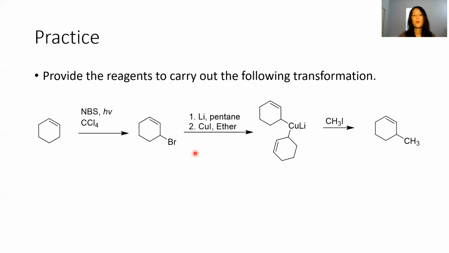Okay, so again, you're gonna make a carbon-carbon bond here. You know how to do that using the Gilman reagent. So you've got to form that Gilman reagent and then add in this group. That's the easiest thing to do. Make the Gilman reagent, this group, and then add in this group.